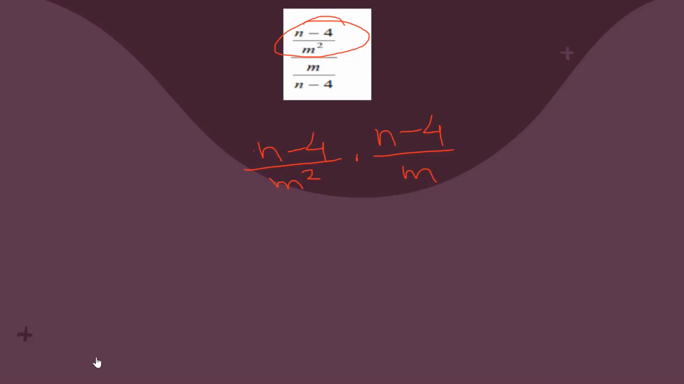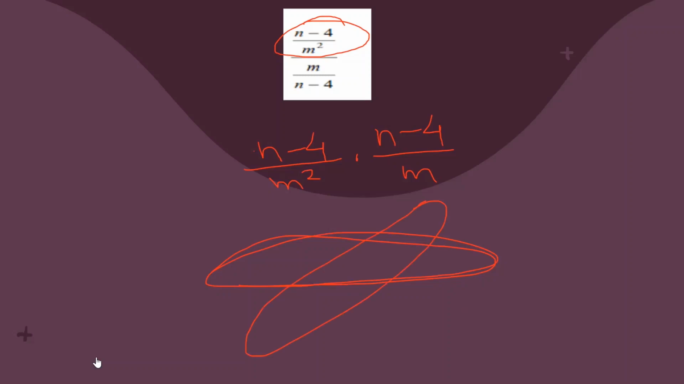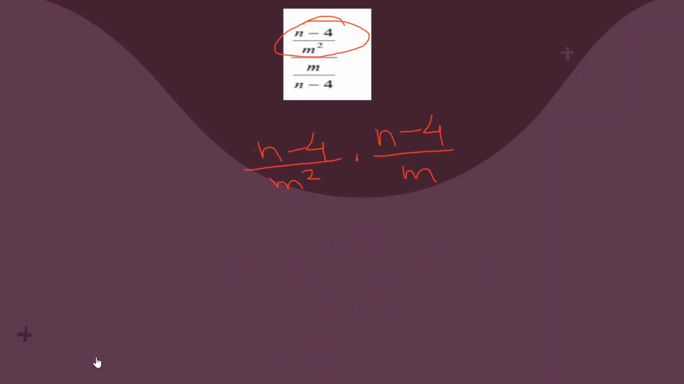No. You can't cross them out because when you are multiplying fractions, you cannot cross things out across. This is the horizontal way. You cannot cross things out horizontally. You can cross things out diagonally. You can cross things out vertically, but not horizontally. You cannot do this. Nope. So we cannot cross N minus 4 out. What we have to do is multiply across, because this has no common factors that we can cross out. Okay, so let's multiply across.